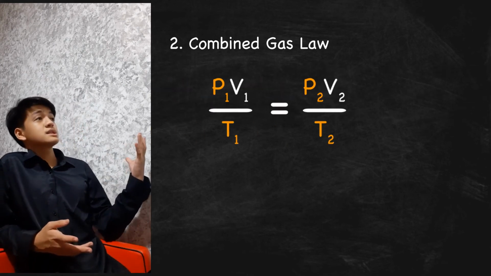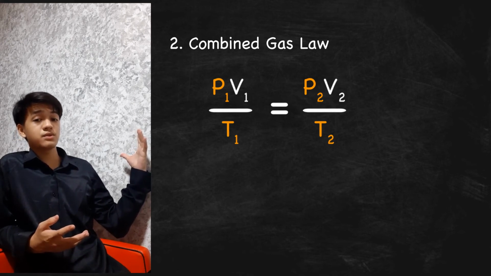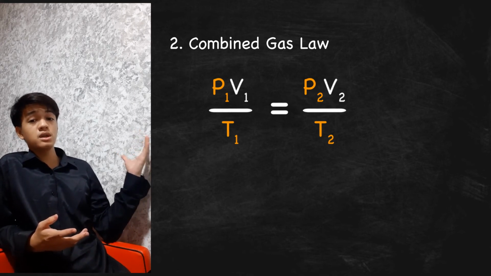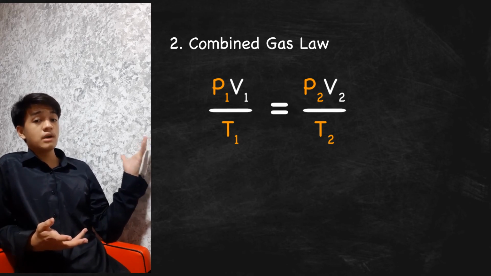Right here you can clearly see that Gay-Lussac's formula is within the combined gas law formula. P1 V1 over T1 equals P2 V2 over T2.